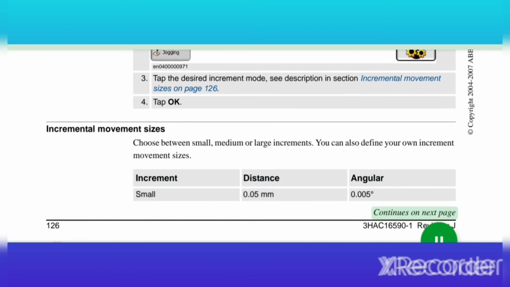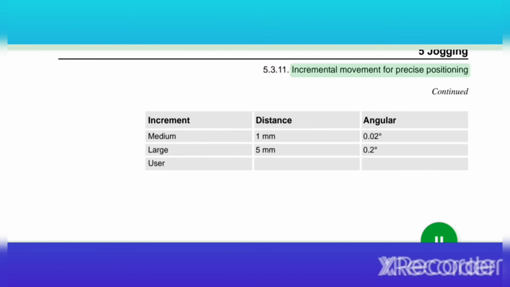Continues on next page. 5 Jogging. 5.3.11. Incremental movement for precise positioning.